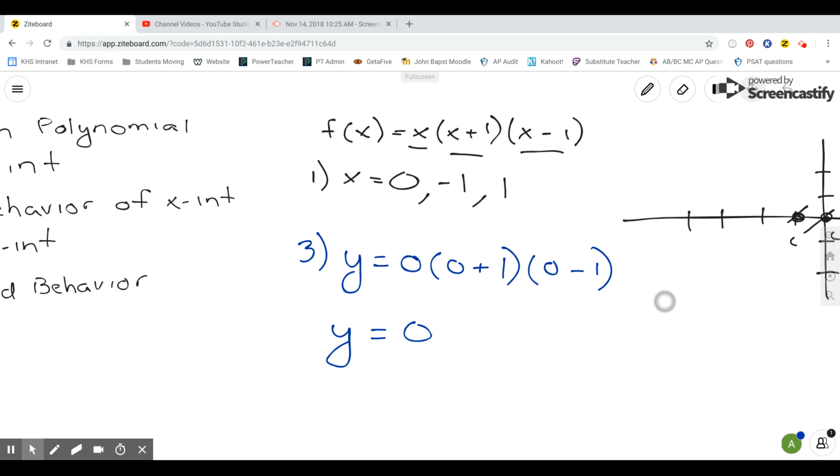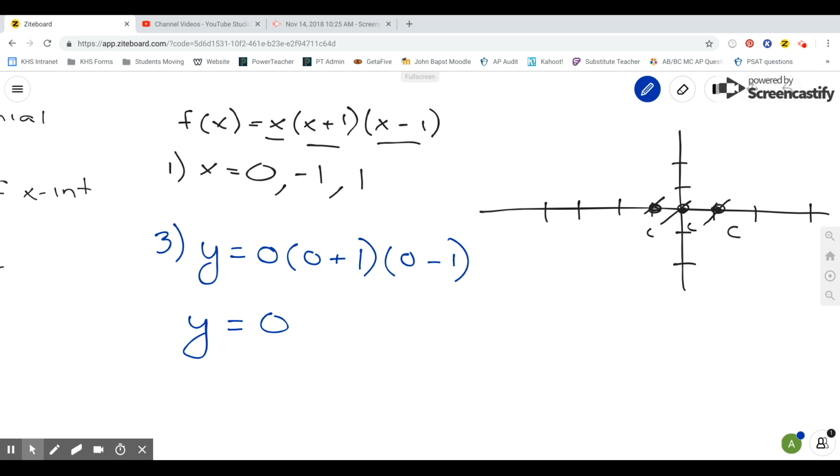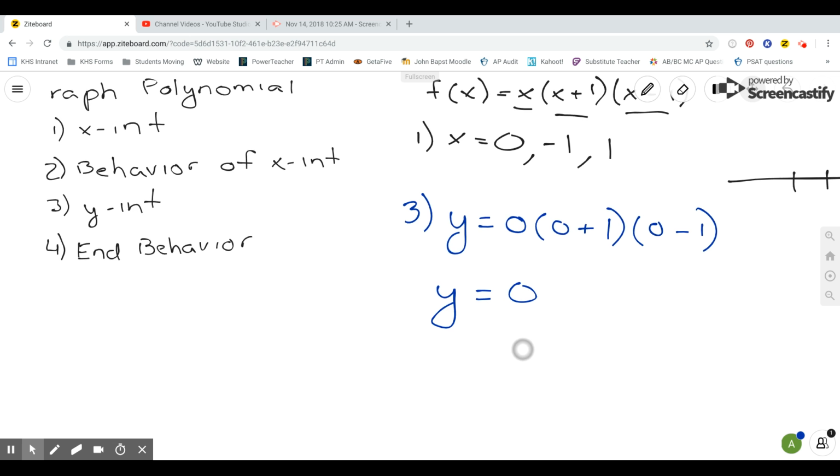So I can go right there and add it to my graph. I've already got that point down, but I'm just going to add it again, just so it's clear to me that I have the point (0, 0), and I have searched for that y-intercept.